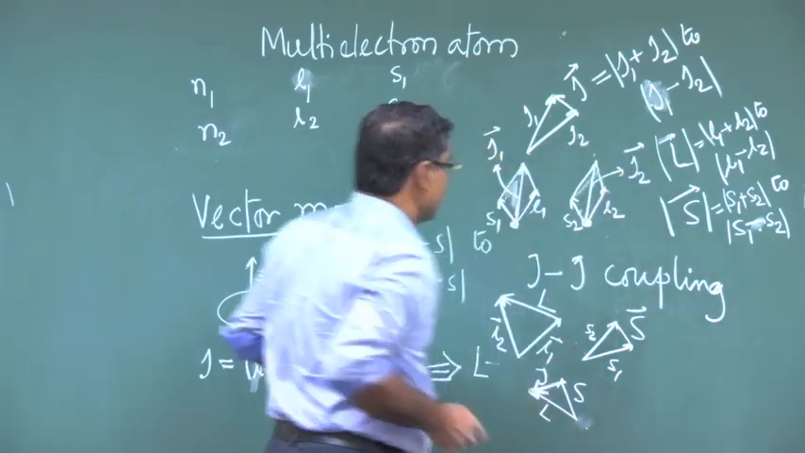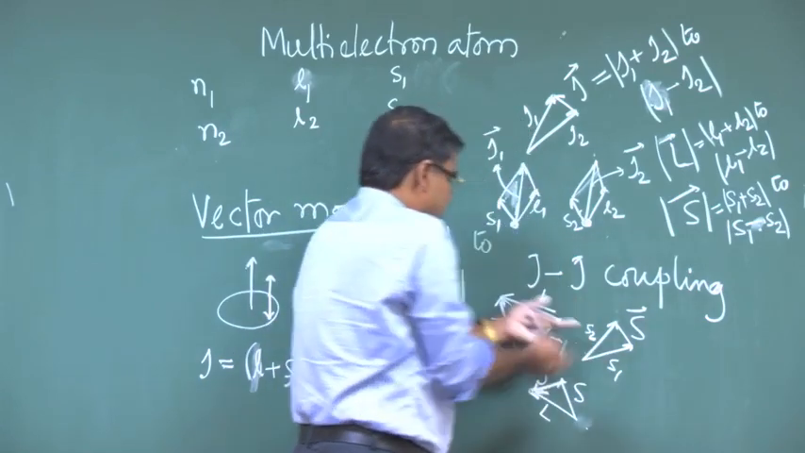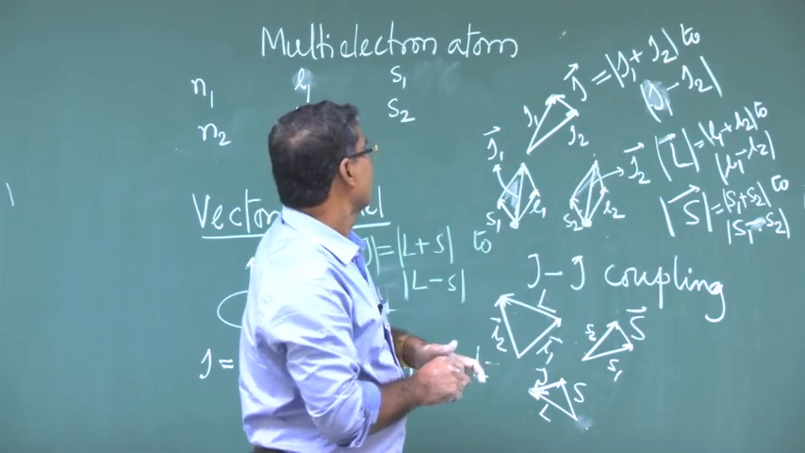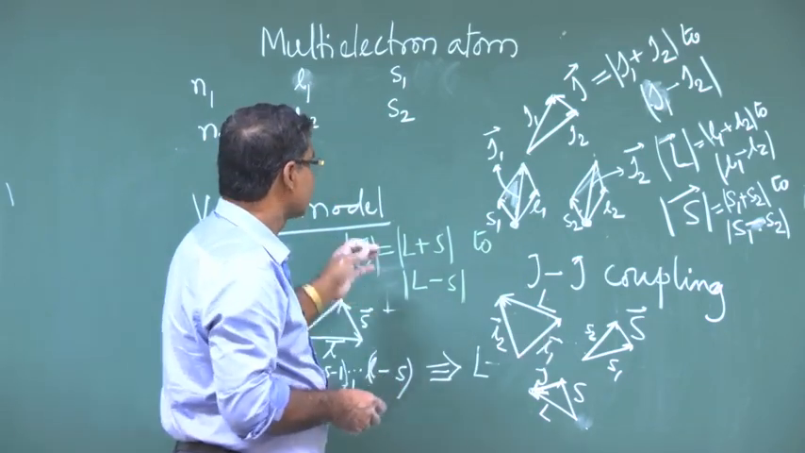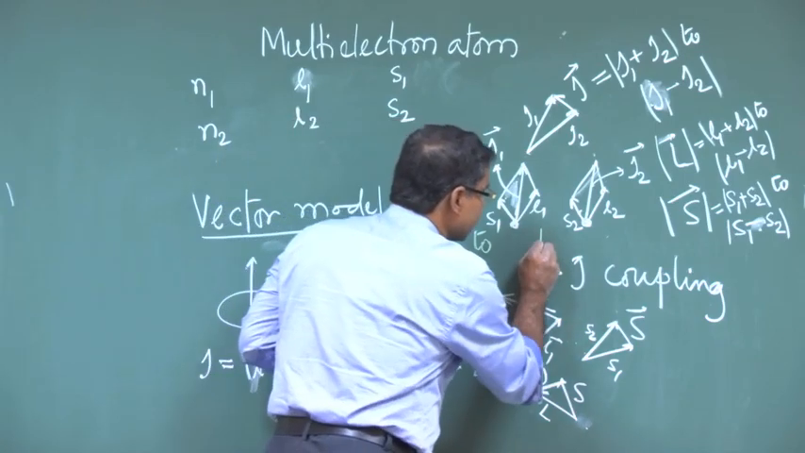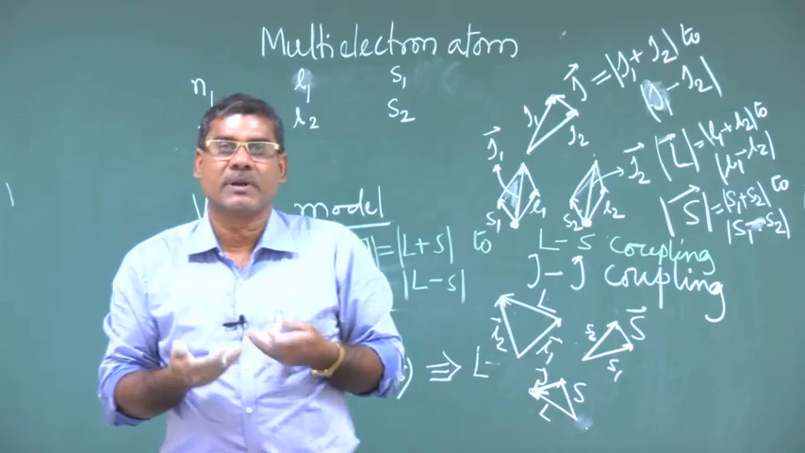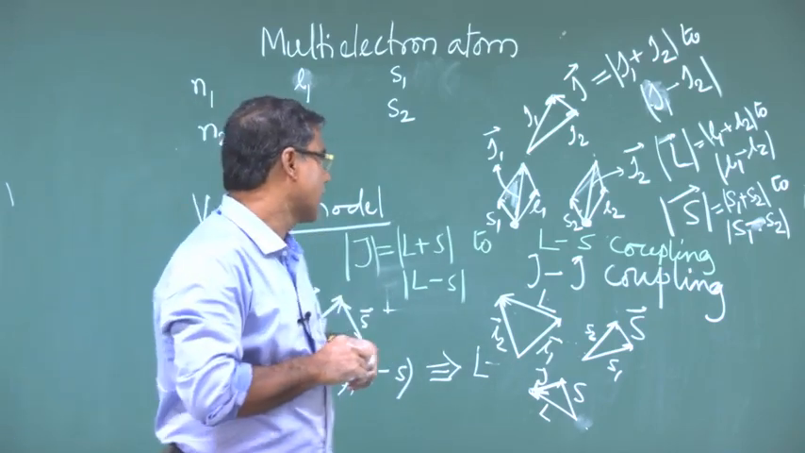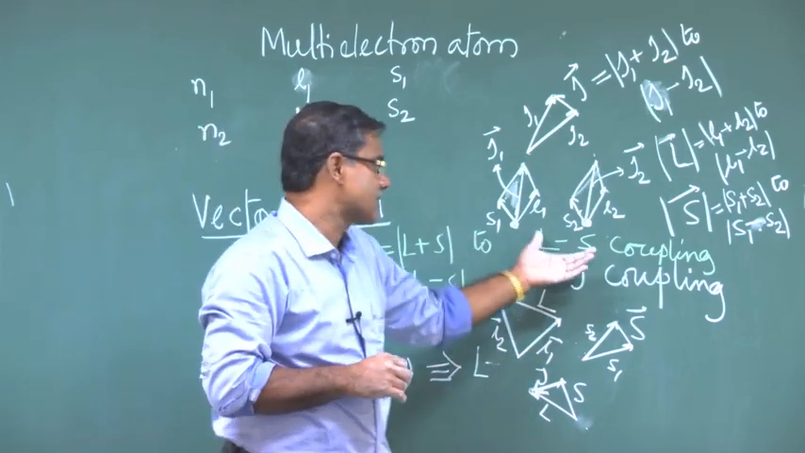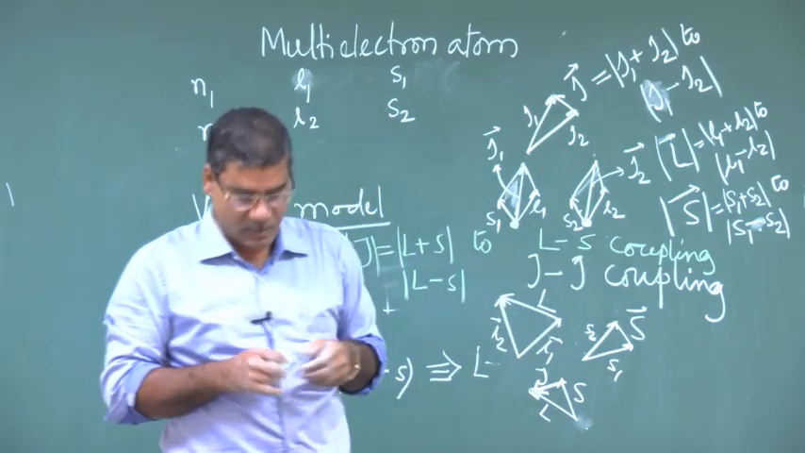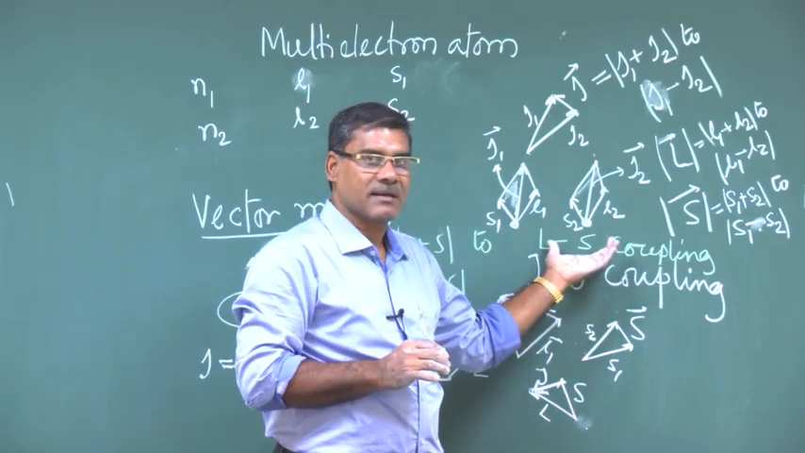So, I showed you JJ coupling, and the other way, where you also get a resultant J. If you get it this way, then it is called LS coupling. Both are possible in a multi-electron system, but in a one electron system there is no question of JJ coupling and LS coupling in that sense. These terms are useful for multi-electron systems. I have explained what JJ coupling is and what LS coupling is.